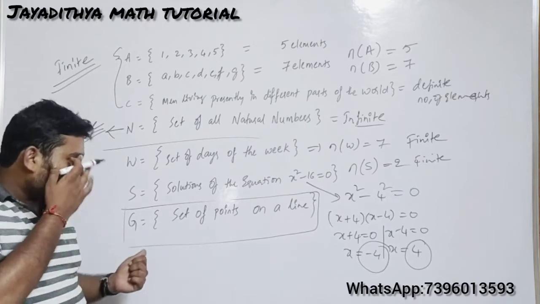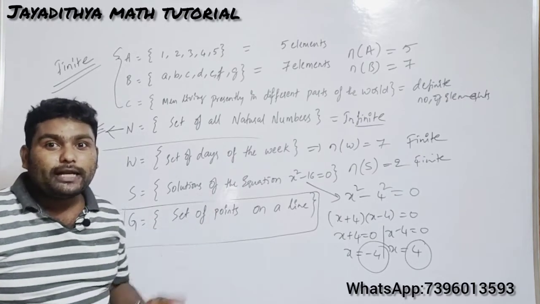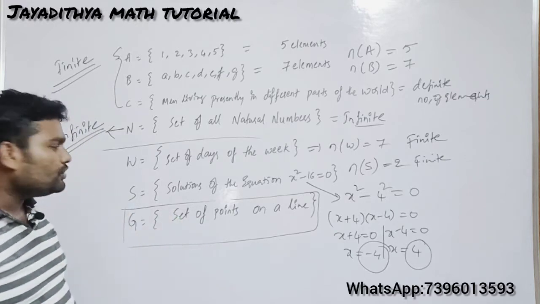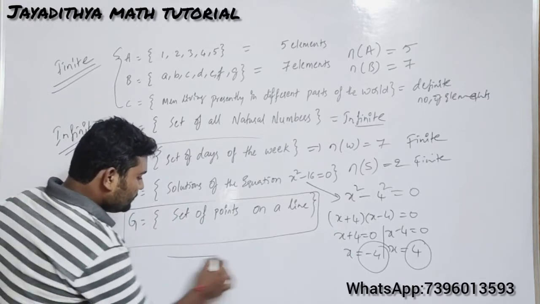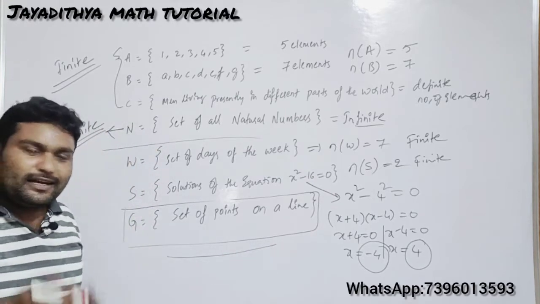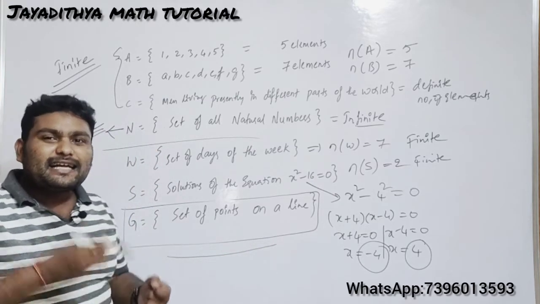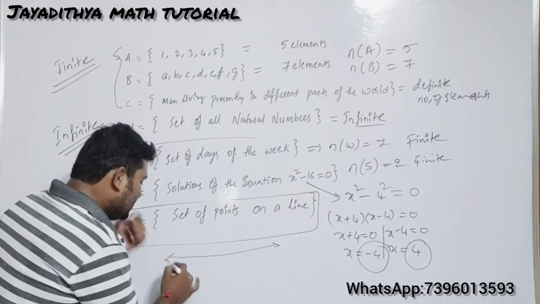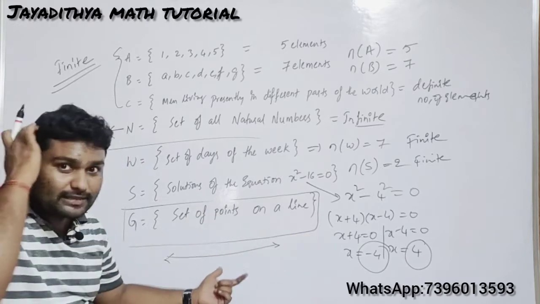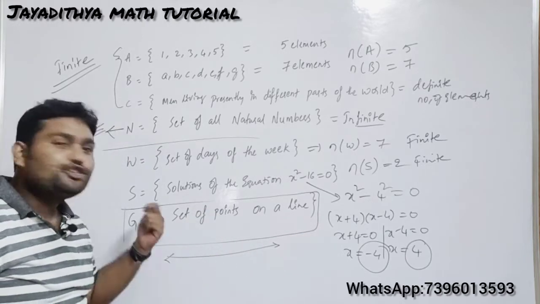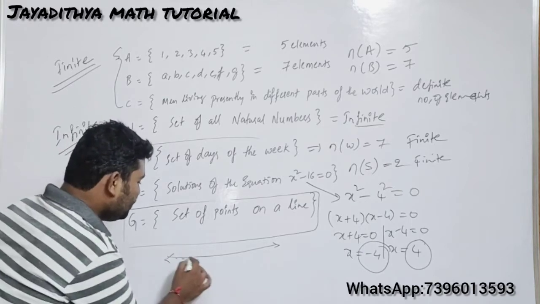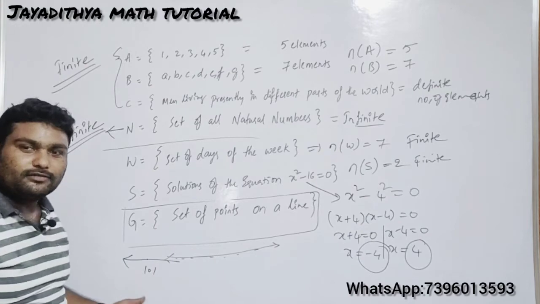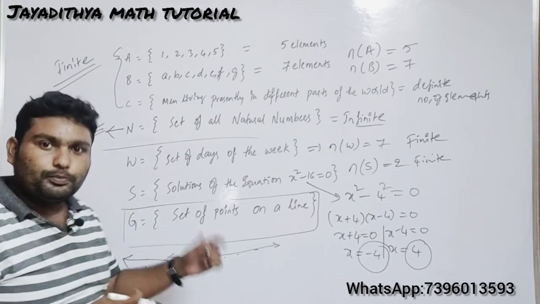G is equal to the set of points on a line. In our lower classes we discussed what a line actually is. A line is nothing but the collection of points. Here we are talking about a line, and a line can be extended in either direction. Can you say how many points are there? For example, if you count 100 points, there will be a 101st point. So this will extend in both the directions.